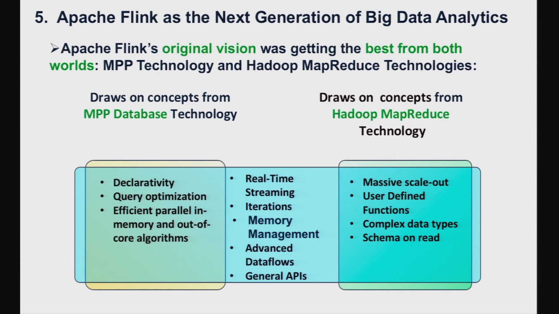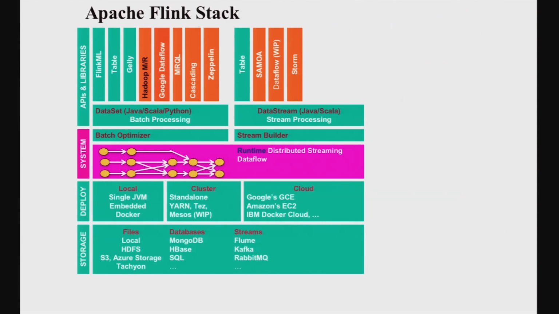It has iterative processing in memory. And then automatic memory management. You never run out of memory, no out of memory exceptions in Flink. They don't use the Java memory manager. They do their own memory management inside the Java JVMs. And it also has a lot of advanced features like data flows and graph processing APIs.